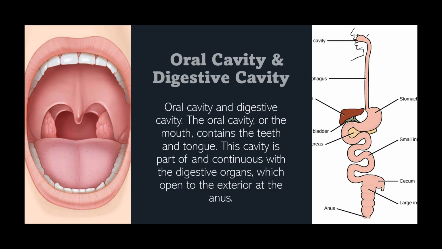In addition to the large closed body cavities we discussed earlier, there are several smaller cavities. Most are in the head and open to the body exterior. The first one is the oral cavity and digestive cavity. The oral cavity, or the mouth, contains teeth and tongue. This cavity is part of and continuous with the digestive organs, which open to the exterior at the anus.